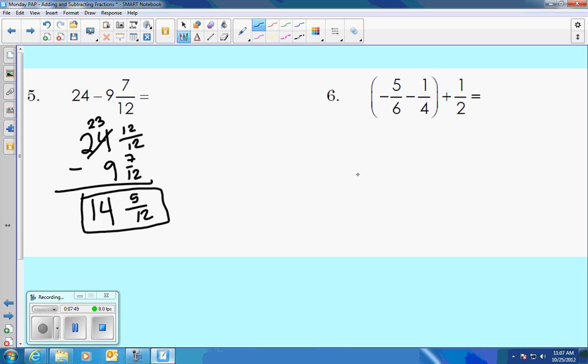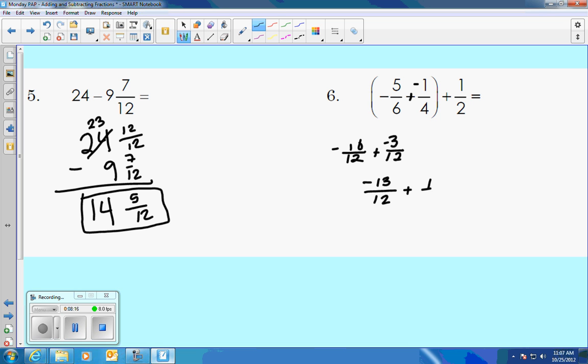You have to do parentheses first. So when you add the opposite, that should make sense that these are just going to be added together. I'm going to use 12 as my common denominator. You could use 24. You just might have to reduce at the end. So times 2 plus times 3. That's going to be negative 13 over 12.